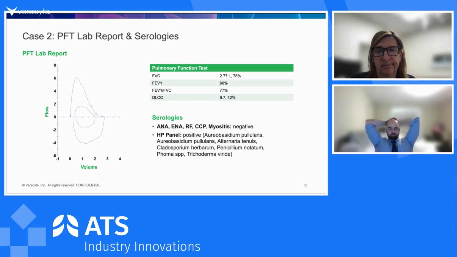He had collagen vascular disease serologies that were all negative, and he had an HP panel that was excessively positive. What do you make of that, Dr. Scholand?